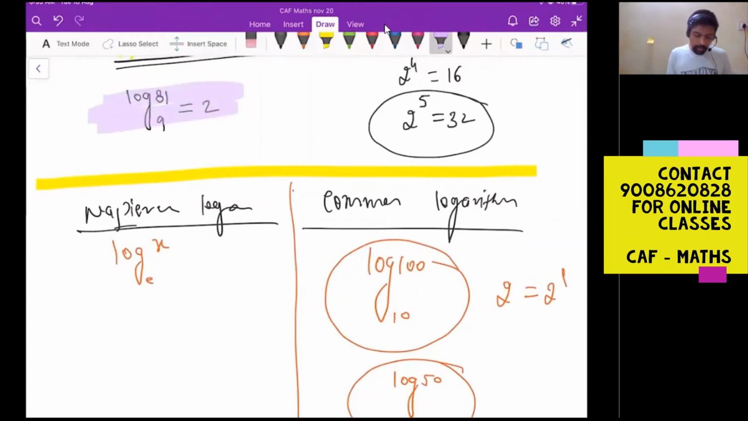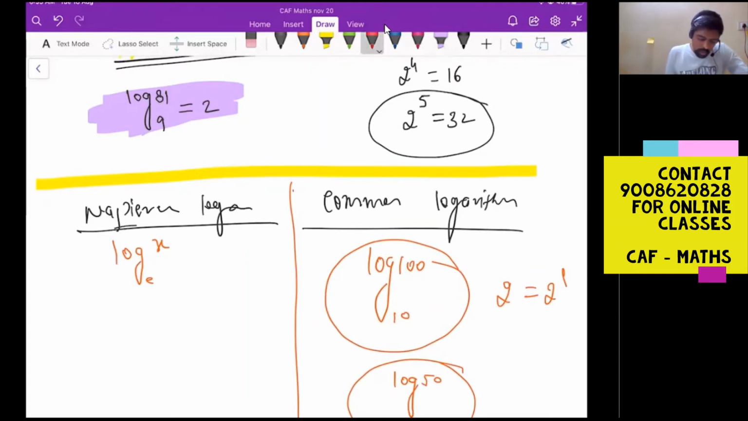So now here, log 81 to the base 9 is equal to 2. This is neither common logarithms nor Neperian logarithms, correct? Here the base is 9. If the base is 10, then that is called common logarithms. If the base is e, then that is called Neperian logarithm. Got it? So here the base is 9, so this is neither.